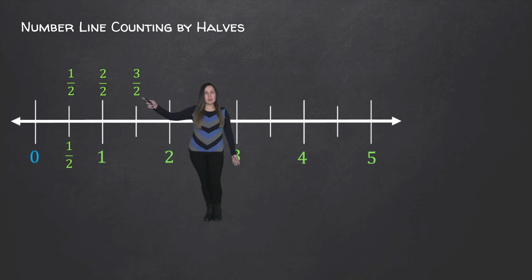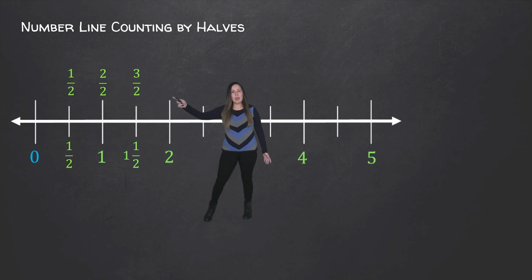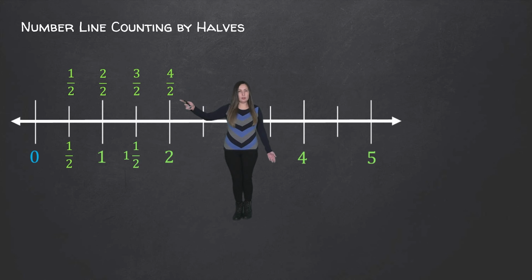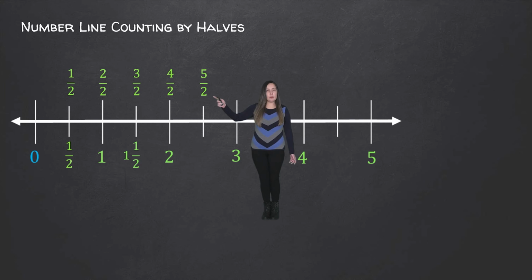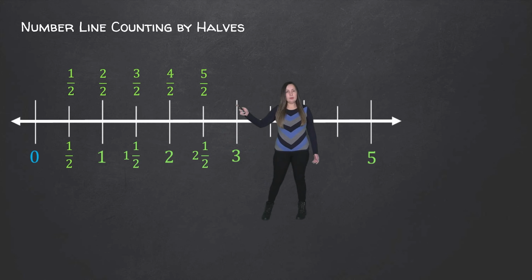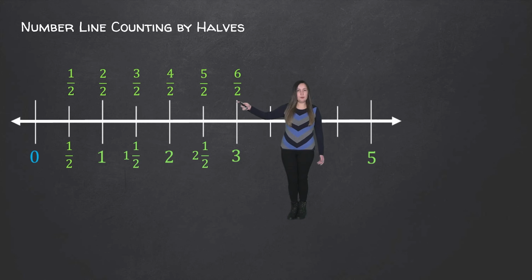3 over 2 is an improper fraction that can be written as 1.5, which makes sense because this is in between 1 and 2. Then after 3 over 2, we're going to continue the pattern and we have 4 over 2, which is equivalent to 2, which makes sense because they're on the same line. Then we have 5 over 2, which is an improper fraction that can be written as 2.5. Then we have 6 over 2, which can be written as 3.